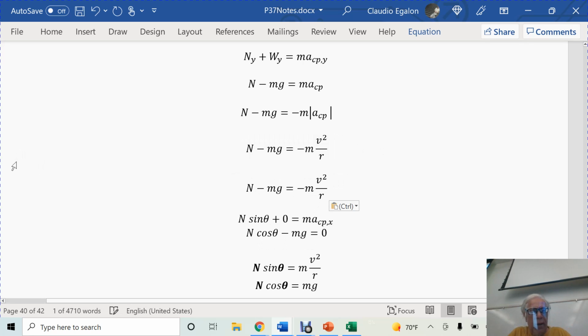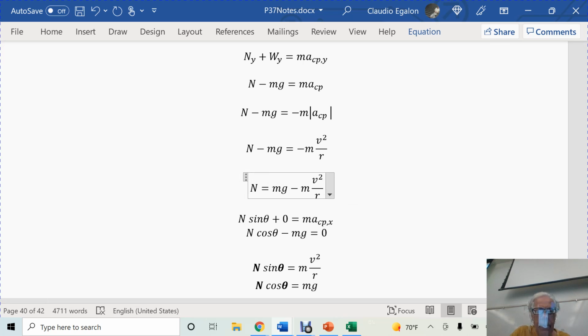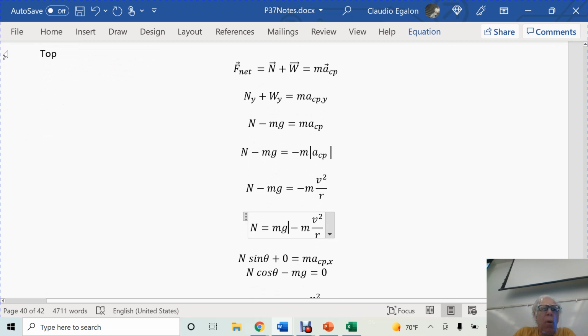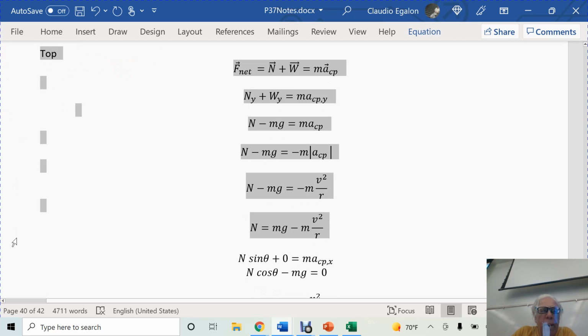When you solve for n, we get an apparent weight that's less than the weight itself: mg minus something else. When the centripetal acceleration is in the same direction as the weight, your apparent weight is going to be less. If it's in the other direction, at the bottom, you're going to weigh more.